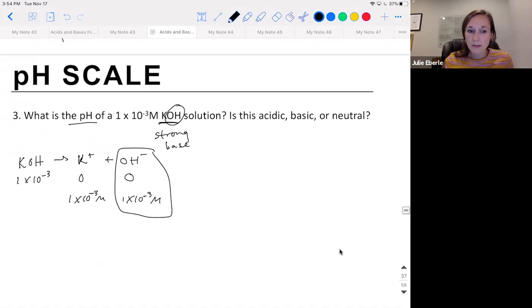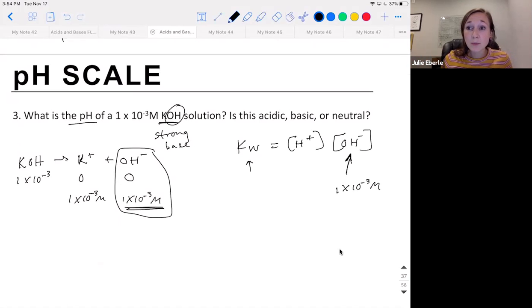There's a couple ways to go about it. You can use KW at this point. Remember, KW equals concentration of H plus times concentration of OH minus. So you could plug in KW and you can plug in your concentration of OH minus would go right here. And you can solve for H plus. Then what do you do with H plus? You would take the negative log of the concentration of H plus and get pH that way.